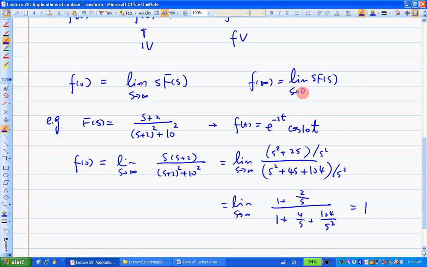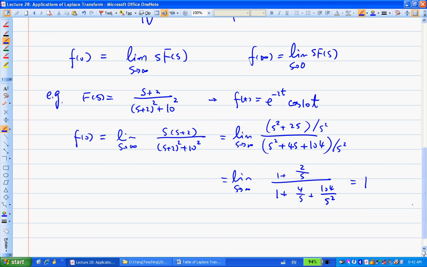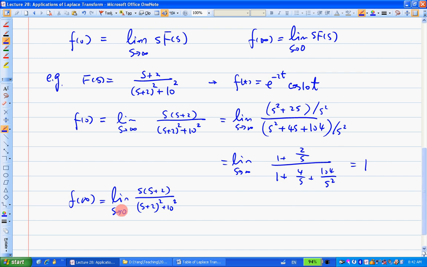Basically it's the same expression, but you plug in s equal to 0. Maybe I'll just do it here. f of infinity is the limit as s goes to 0 of s times (s plus 2) over (s plus 2) squared plus 10 squared. When you plug s equal to 0 here, this is easy. Apparently, this whole term is 0. So this is another way of finding the initial value and final value.